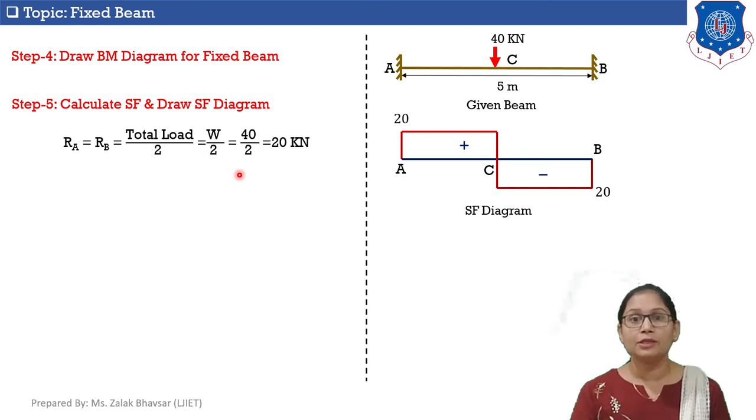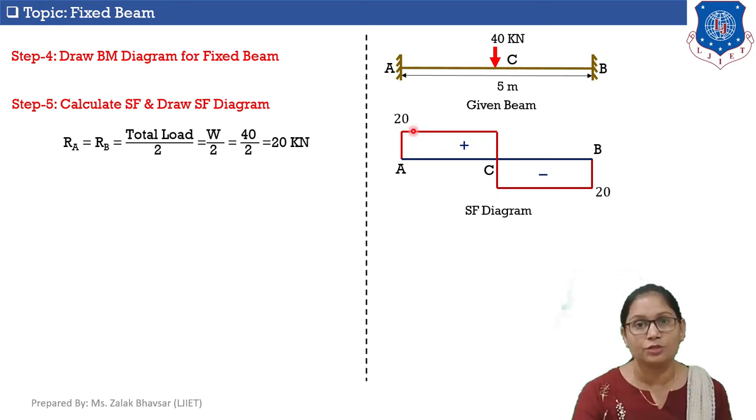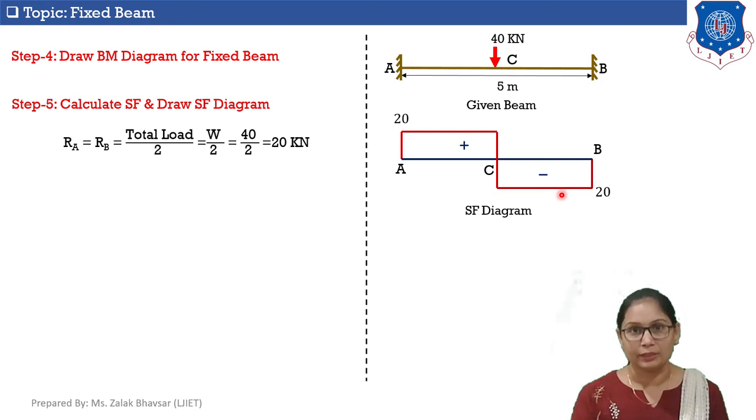Now here is the shear force diagram. So at point A, shear force is 20. So it is positive. So at point A, I mentioned positive shear force. Now at point C, shear force will be 20 minus 40, which is minus 20. Now in between point A and C, there is no load, so the shear force line will be a horizontal line. Now shear force at point B is equal to minus 20, as there is no load in between point C to B. So in between point C to B, the shear force line will be a straight horizontal line.